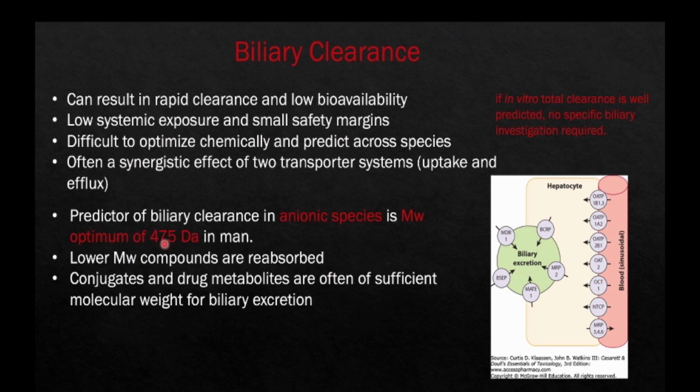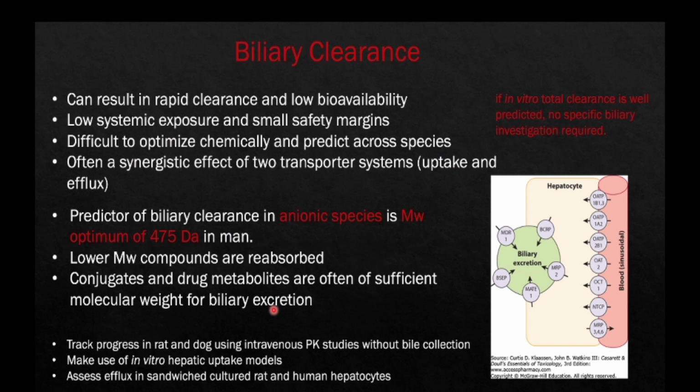A predictor of biliary clearance across species is molecular weight, with an optimum of about 475 Daltons in man. Lower molecular weight compounds can be reabsorbed. Conjugates and drug metabolites are often of sufficient molecular weight for biliary secretion. Track progress in rat and dog using intravenous PK studies without bile collection. You can make use of in vitro hepatic uptake models and also assess efflux in sandwich-cultured rat and human hepatocytes.